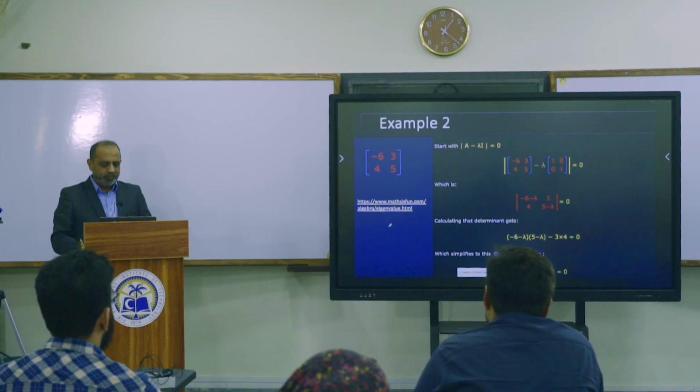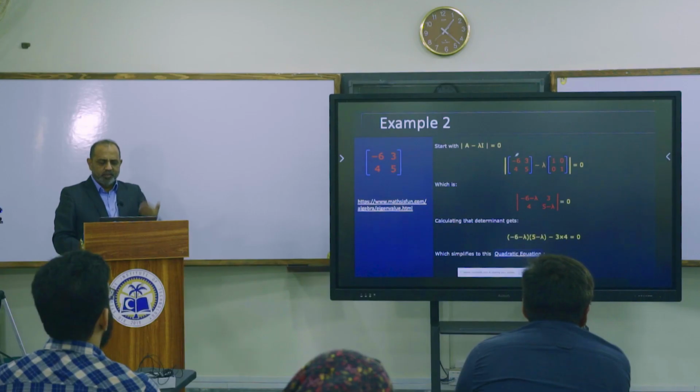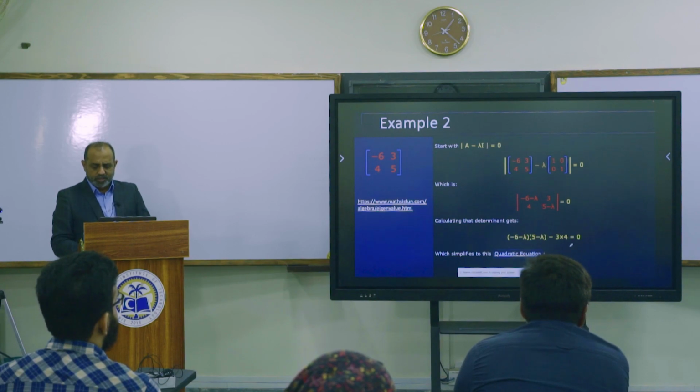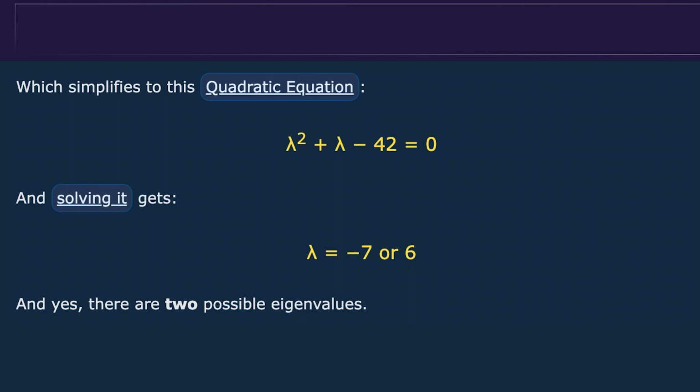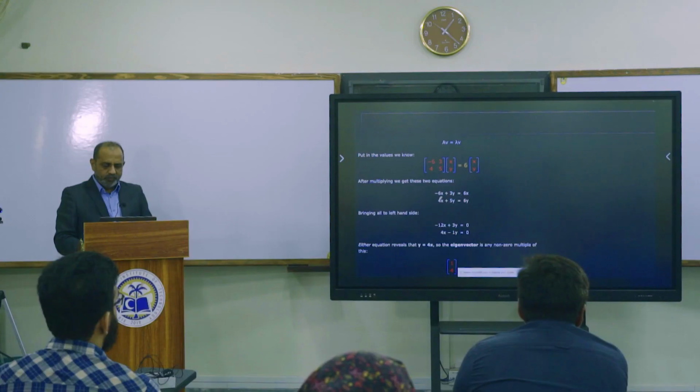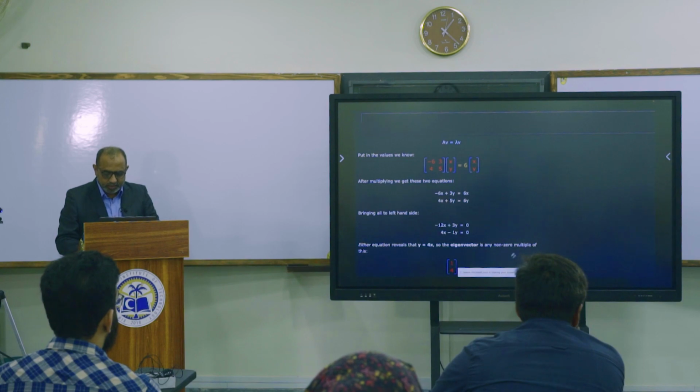I have given another example, and you can get to this example by clicking here. This is also simple, two-dimensional. It goes the same route where you have minus lambda, you have a quadratic equation, you solve that equation. Okay, you get two values. Then you put these values back into this equation. You have this equation and this equation, and you simplify the equations. Okay, this is minus 12x plus 2y, and then here is minus 4x.